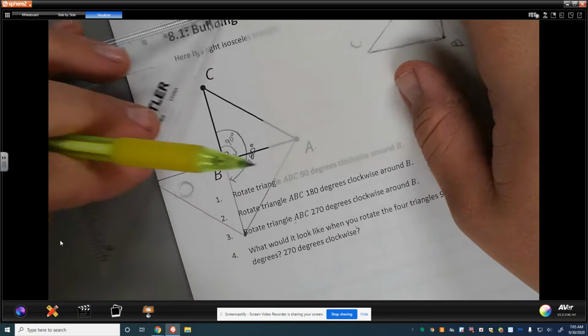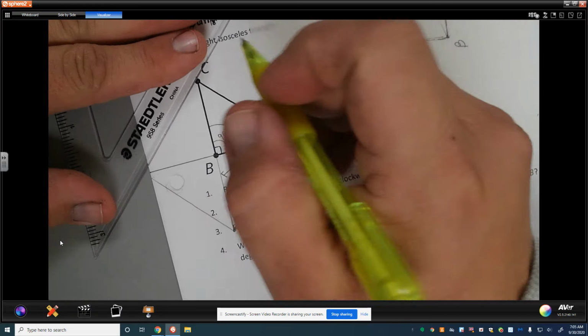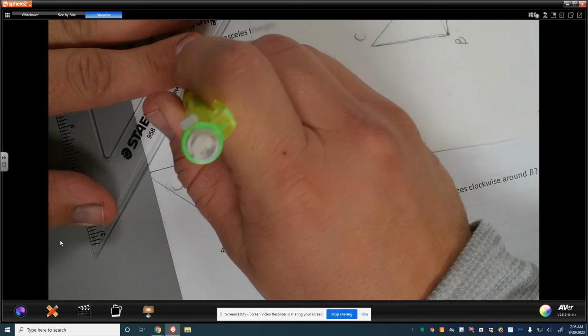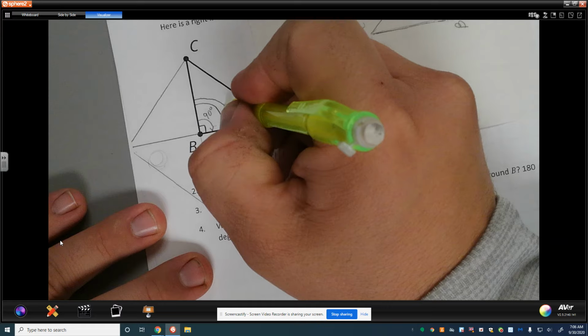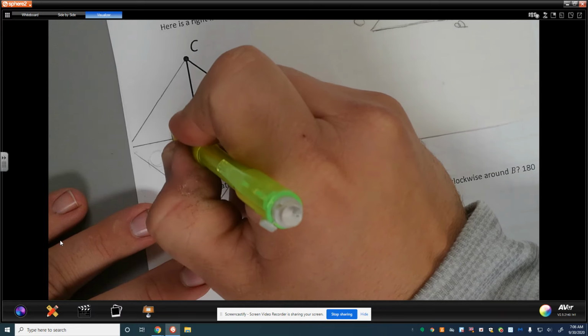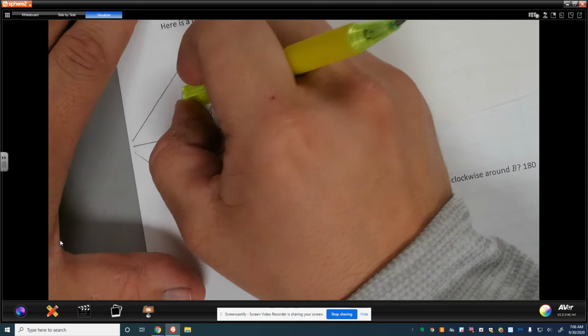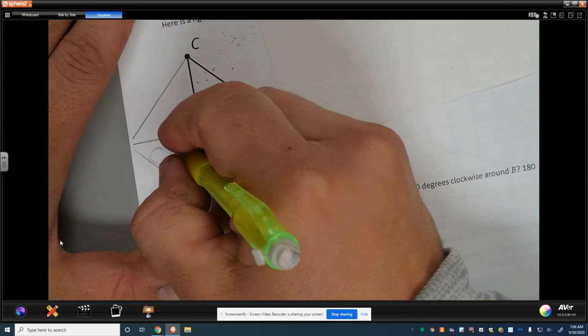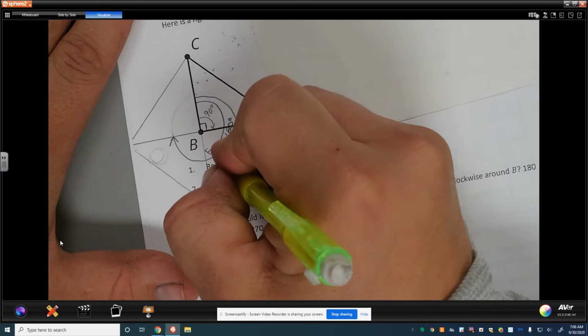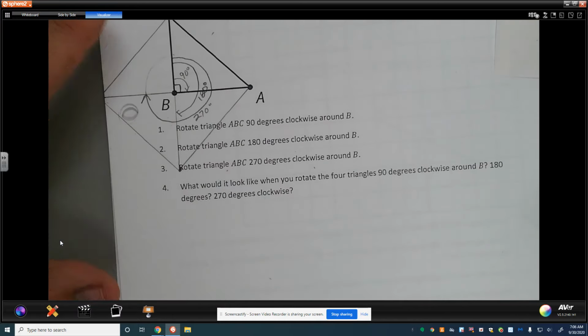Go ahead and draw our line on there. And our last little vertex actually went off the page, but let's go ahead and write this arrow on there. Whoops, too far. Taking our angle from there to there, we see this is a 270-degree angle. So what would it look like when you rotate your 4 triangles 90 degrees clockwise around B?